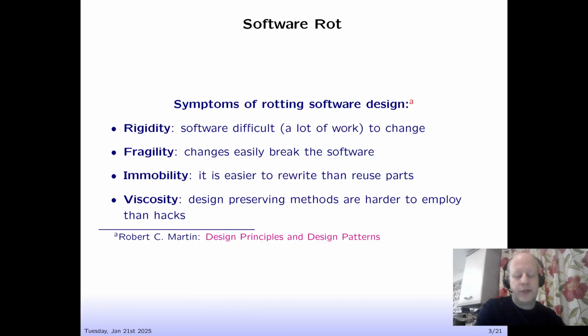He observed fragility, which means that changes easily break the software. Immobility, which means that it was easier to rewrite than reuse parts of the software. And viscosity, which means that design preserving methods were harder to employ than hacks.